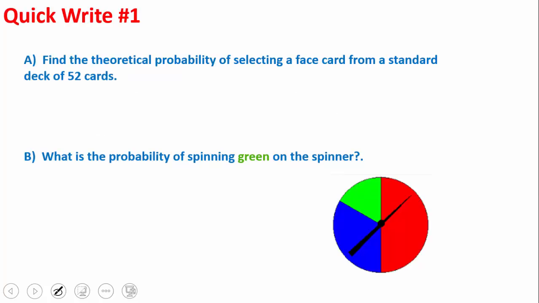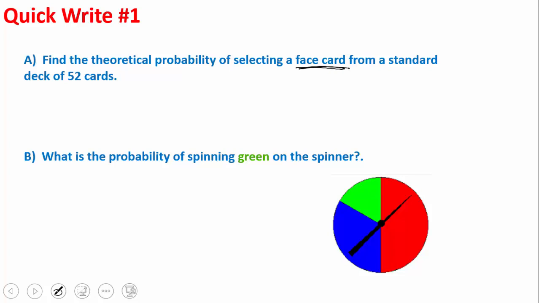All right, we're done, so let's go to our quick write. Find the total probability of selecting a face card from a standard deck of 52 cards. Okay, so face cards, let me just remind you, would be the jacks, queens, kings, and aces. We call those face cards.